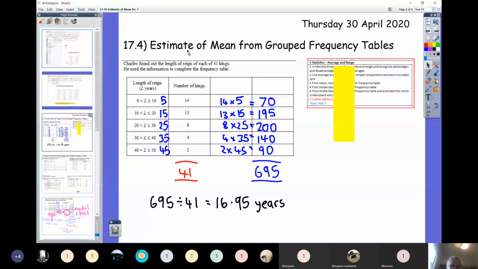So the question might say, estimate the mean. You do this process, but do not, right at the end of it, think, oh, it said an estimate, so let's call that 17 years. You don't, all right? You keep it nice and accurate. So, to summarize, okay, the only extra step to the work you did yesterday is, because you've got group data, you've got to do this extra step at the beginning.